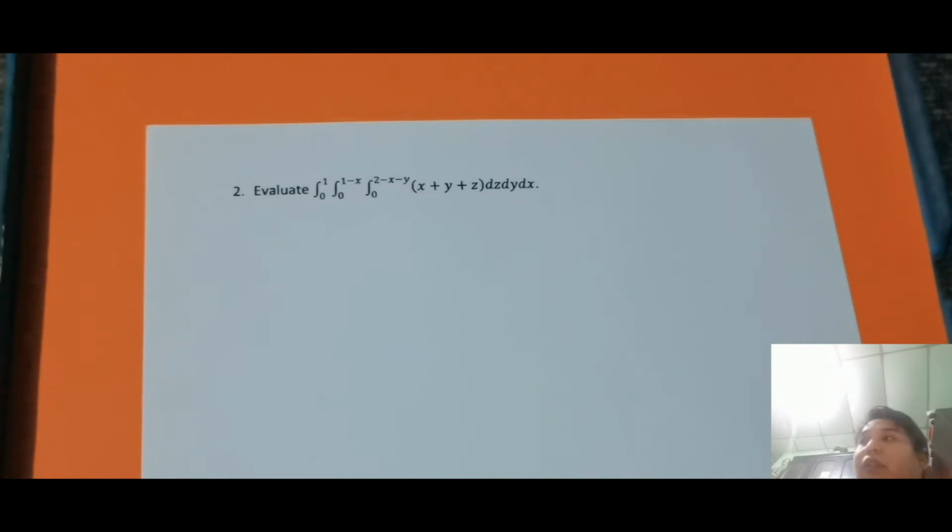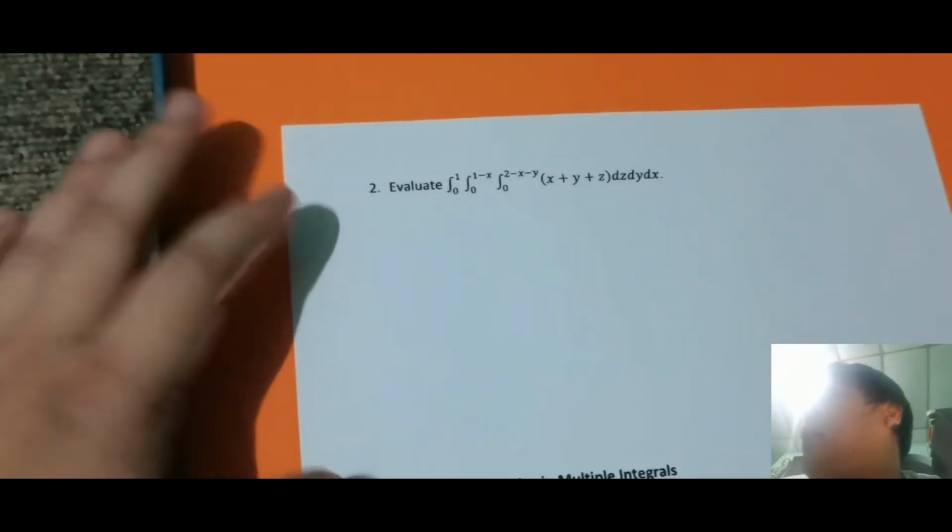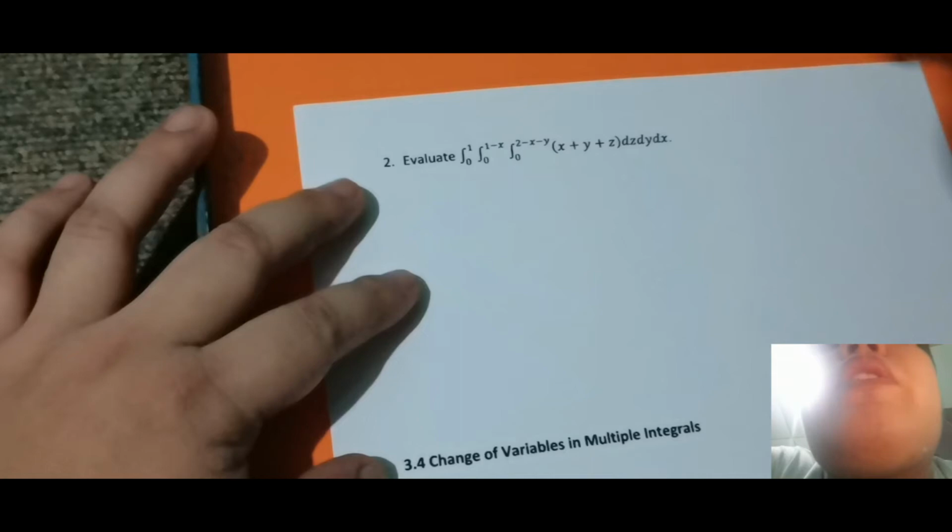So ayan, katulad nga niyan. So let us evaluate the integral from 0 to 1, from 0 to 1 minus x, from 0 to 2 minus x minus y, of x plus y plus z, dz, dy, dx. So, mamaya natitignan ko ano yung magiging sagot natin dito. Okay, so, para check natin kung magkakamali siya. So, again, una is something i-bracket natin. So, ano ba ginamit ko kanya? Yun, red. So, red naman tayo ngayon.